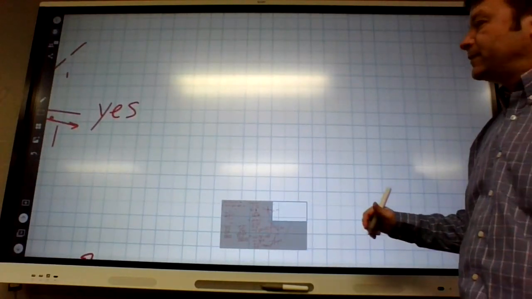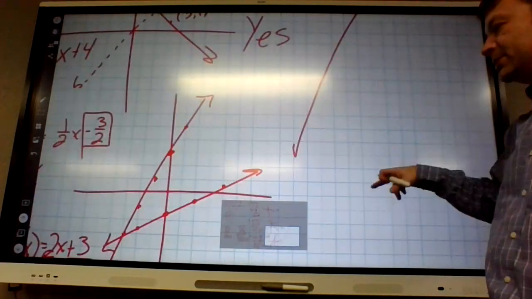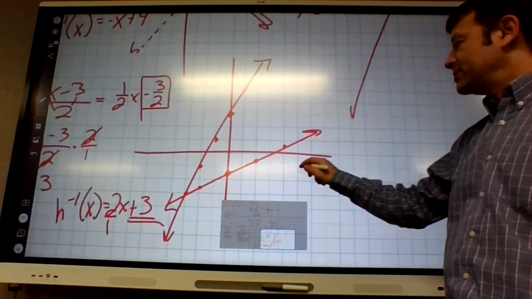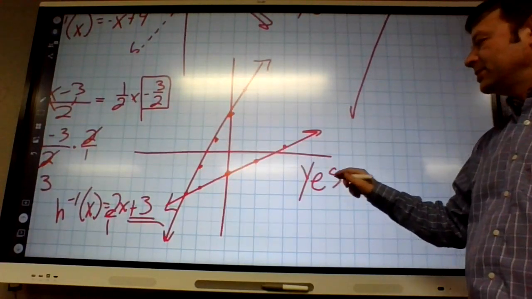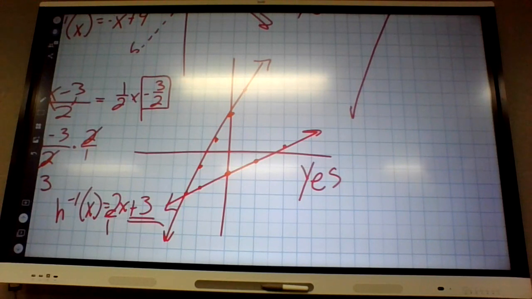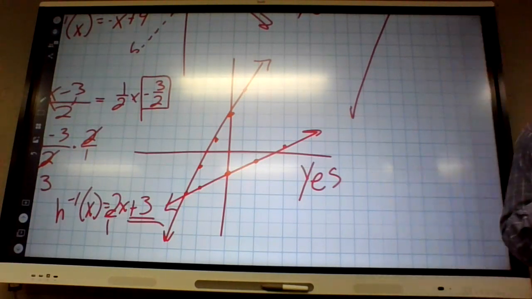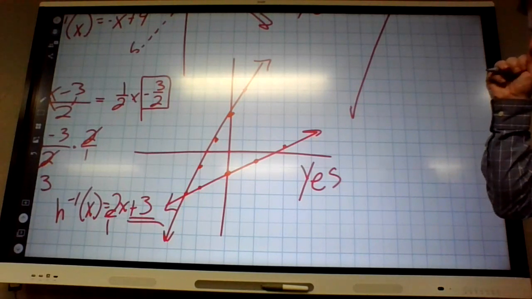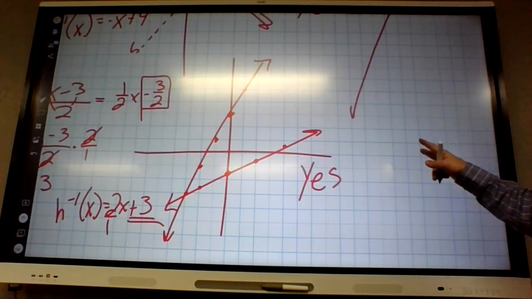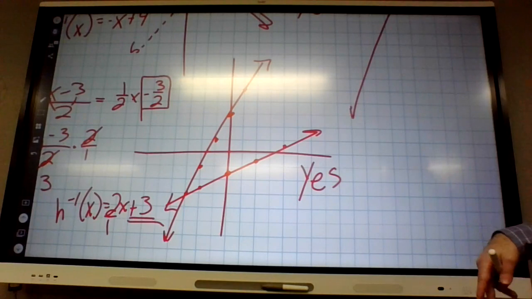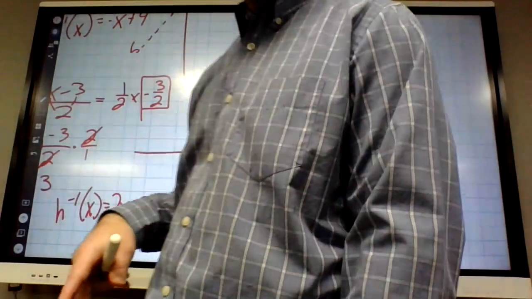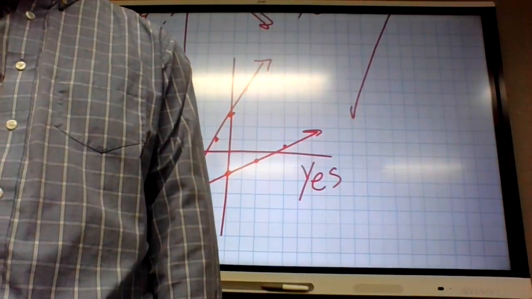Okay, I don't know if I can fit it in. Is that a function? Yes. All these lines are functions. The only exception would be like the inverse of y equals 2, which is x equals 2, because it fails the vertical line test. That's the example I was just talking about.